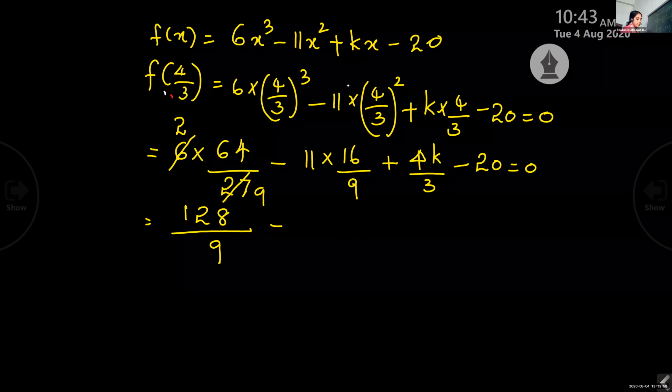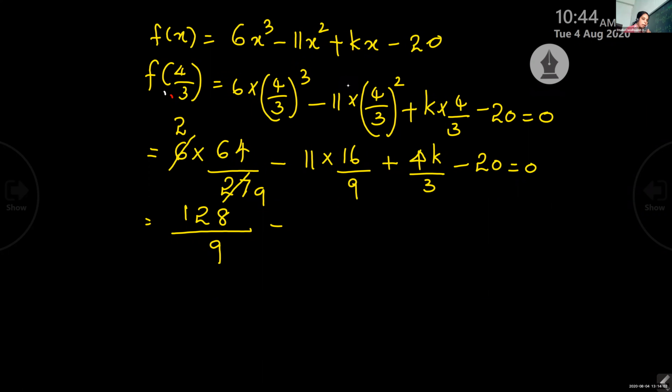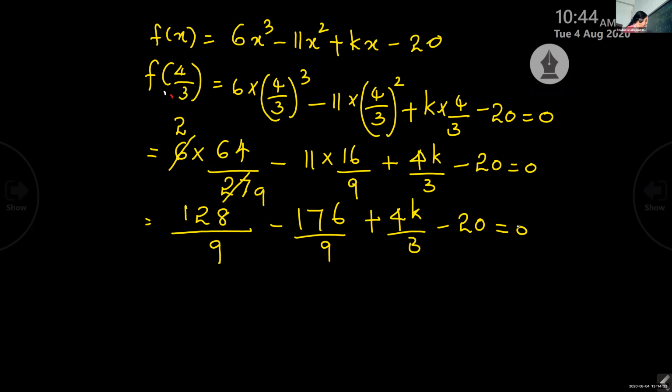Find first. What is 11 into 16? Multiply. 176. So 176 by 9 plus 4k by 3 minus 20 equal to 0. Now look at this. 128 by 9 and 176 by 9, you can calculate.